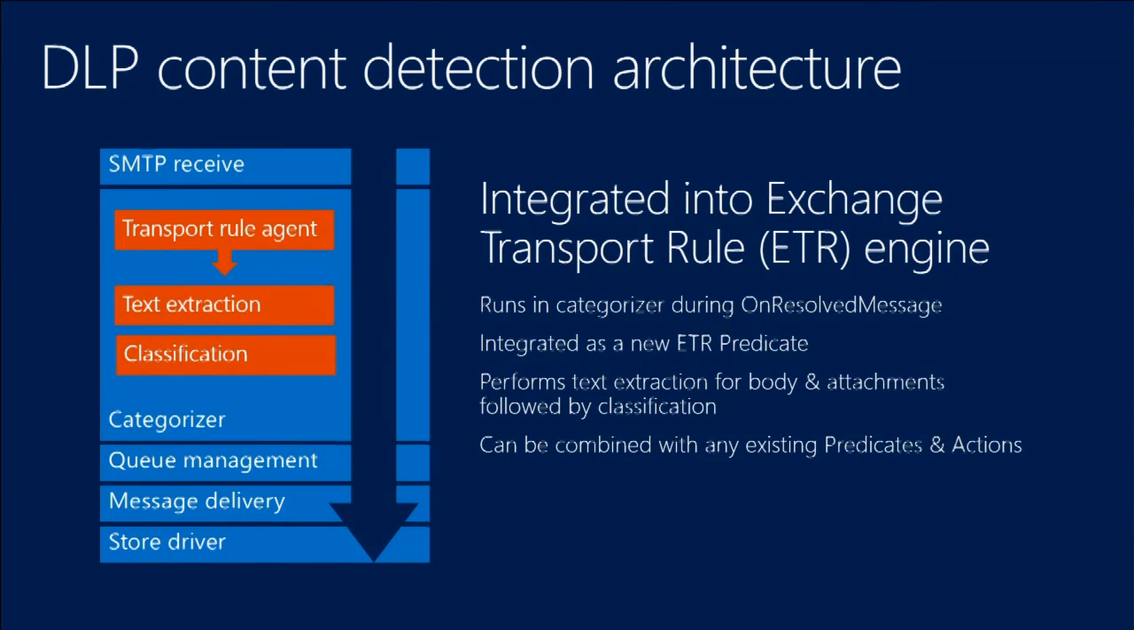So this functionality is integrated into ETRs, Exchange Transport Rules, and it does run in the categorizer, and it's integrated as a new predicate. We'll cover what predicates are, but think of them as conditions. If I want to check a mail, I can say, run this rule on any mail that is from this set of people. That's a condition. We've integrated this policy evaluation as: run this rule whenever a message contains sensitive information. That is our condition. That is our new predicate.